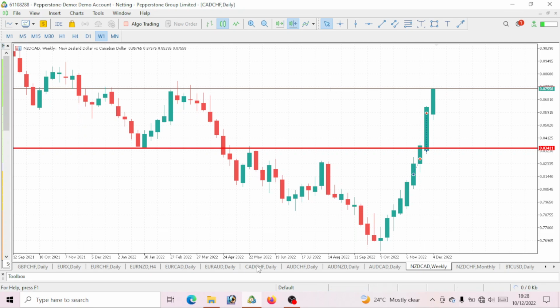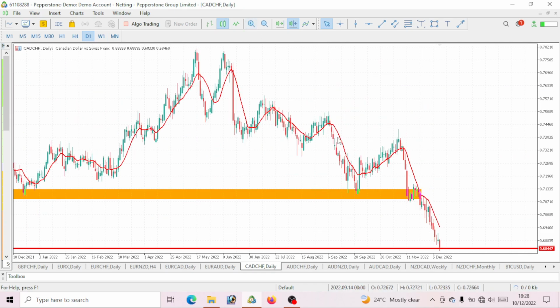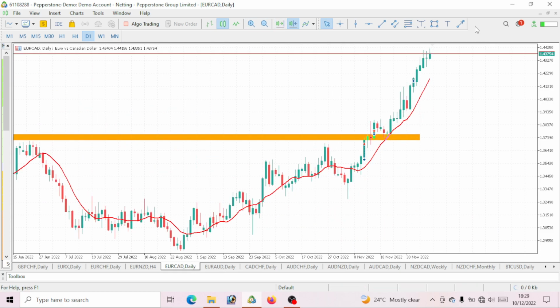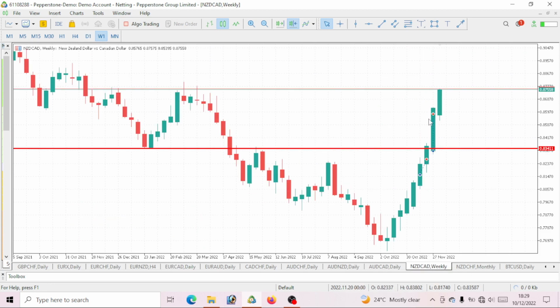Now take a look at this CAD Swiss franc, right? Take a look at what you can see on the daily time frame. Clearly you can see that this CAD to Swiss franc is dropping. That is to tell you that CAD is bearish. Now take a look at this Euro CAD that I'm talking about. See, take a look at it. Euro is going bullish. That is to tell you that CAD is dropping. So when you want to trade CAD, you should trade it like a bearish move, right?